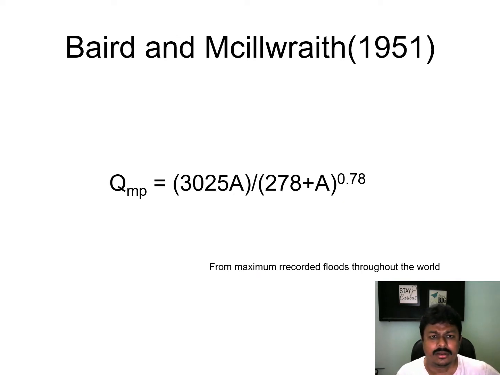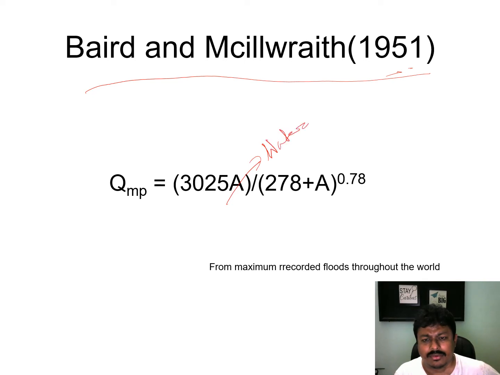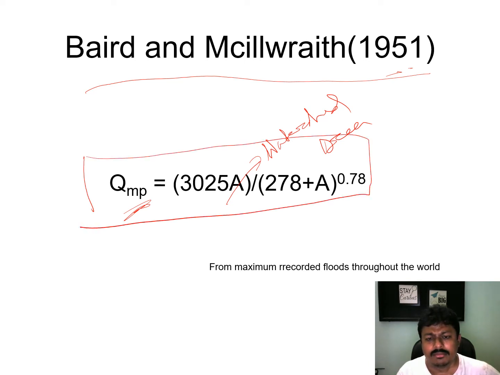Okay, so another formula, Baird and McIllwraith, derived in 1951. This is, of course, the watershed area, and this is our peak discharge. But this formula is derived from the maximum recorded floods throughout the world. That means if all the floods all around the world are recorded, and we take only the maximum, extreme floods, then from those extreme floods this formula was derived.